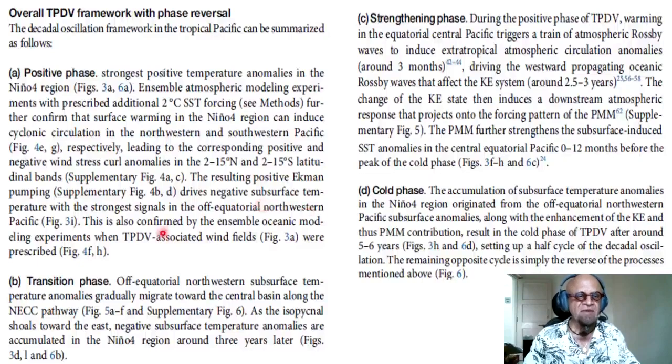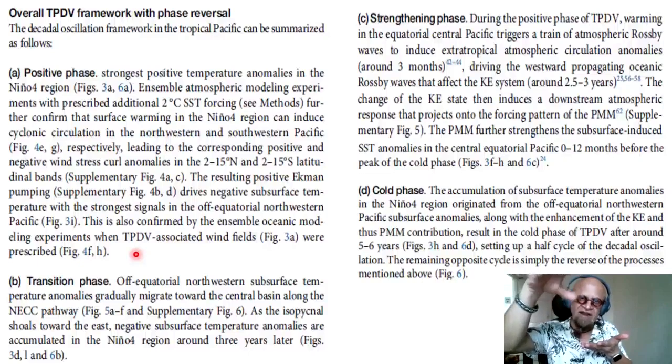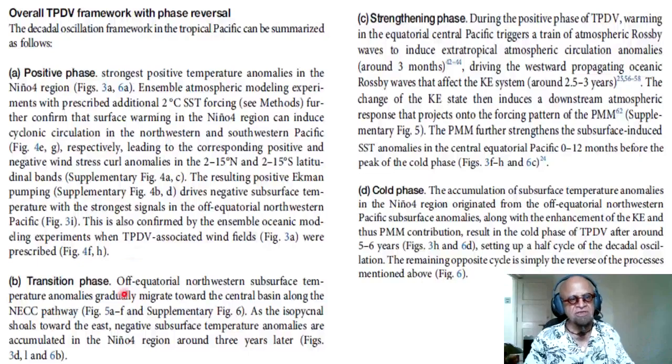The resulting positive Ekman pumping that we just saw drives negative subsurface temperature anomalies, with the strongest signals in the off-equatorial northwestern Pacific. This is also confirmed by the ensemble ocean modeling experiment, in which TPDV-associated wind fields were prescribed. So they are forcing an atmosphere with a warm or cold anomaly in the deep tropical Pacific to produce the wind stress curl response off the equator, then taking those winds and forcing an ocean to see that in fact you can produce a subsurface anomaly, and then that reaches the deep tropics.